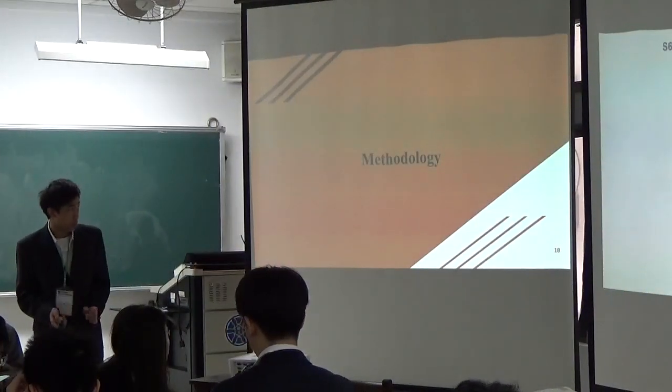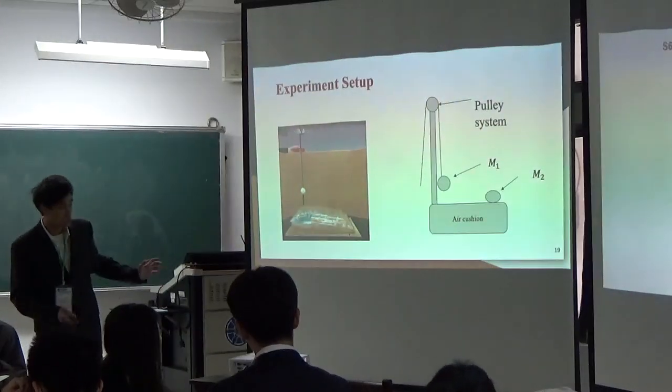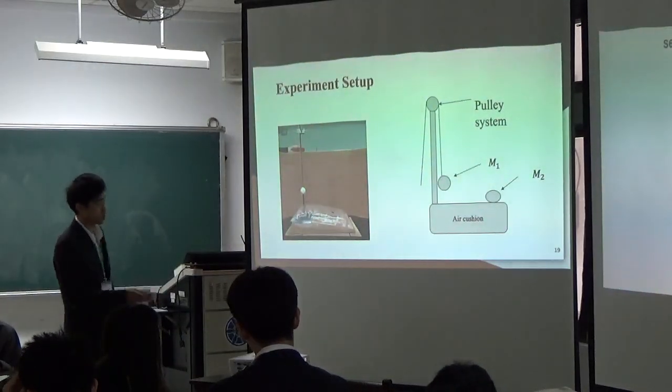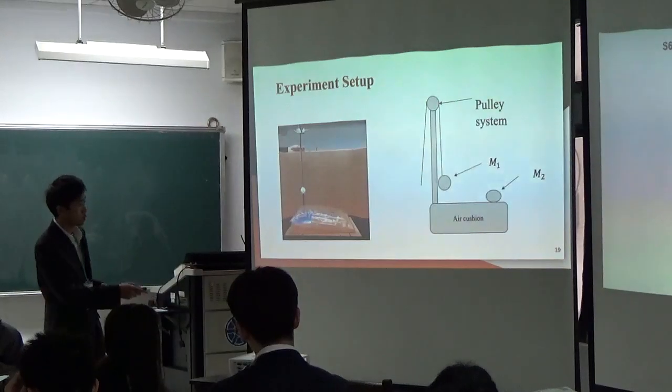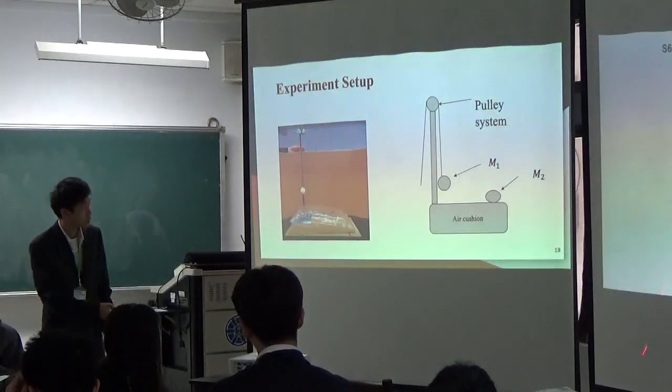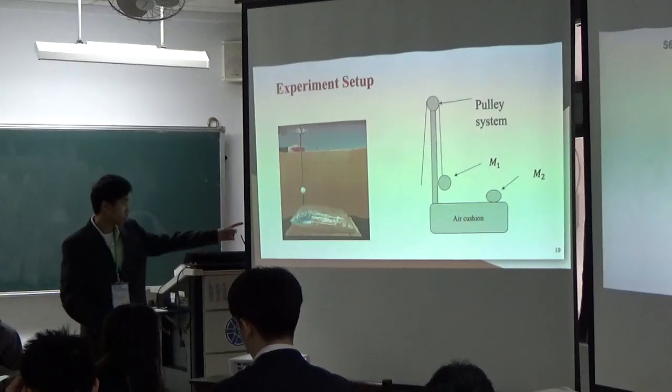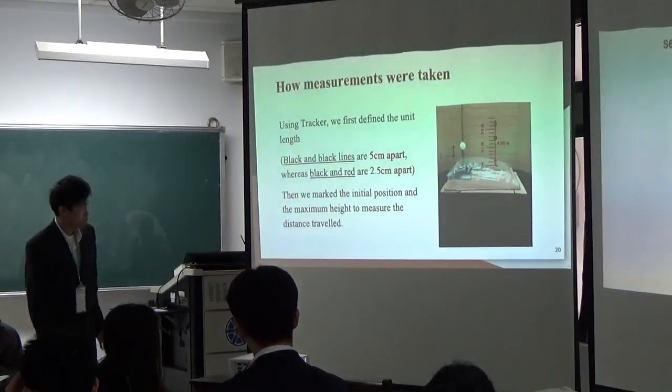So our methodology of the experiments. This is our setup. We used a pulley system to release a ball, and M1 is the ball, M2 is the object, and we used an air cushion here. So how measurements were taken.